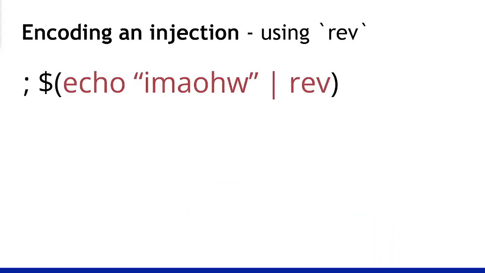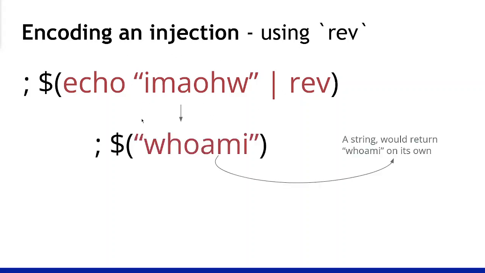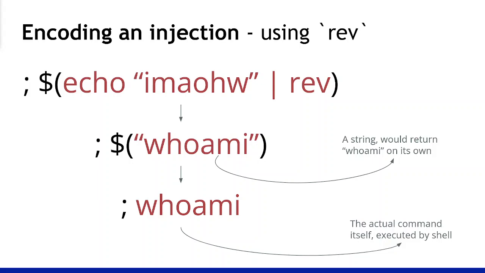So we can visualize this. Again, we have our encoded string or encoded command, which is IMAO-HW. When that gets reversed, it's turning into who am I, but this is a string, not a command quite yet. But with the use of command substitution, we're converting that string into a command. And then this command is getting executed.